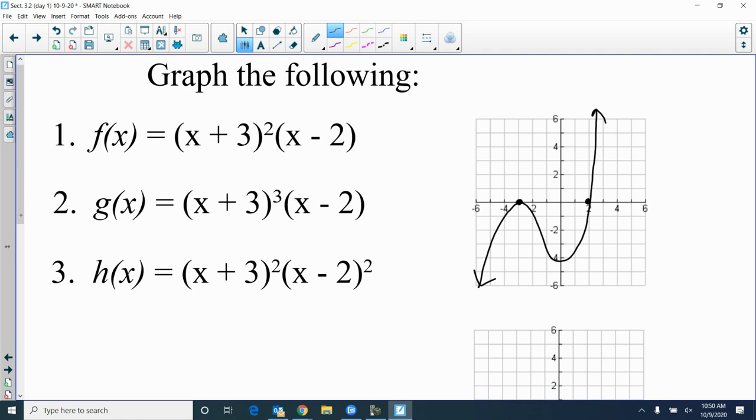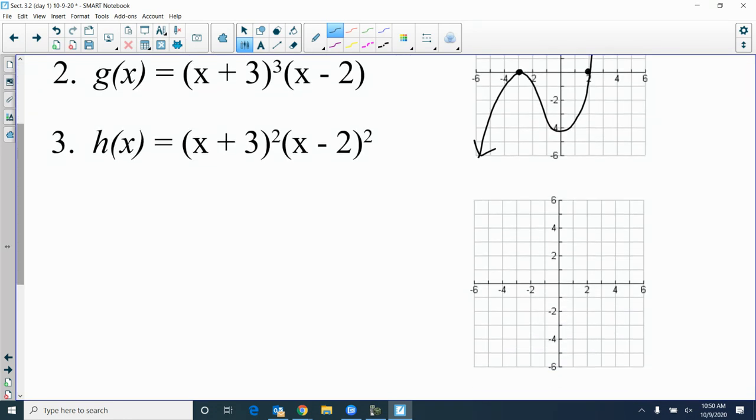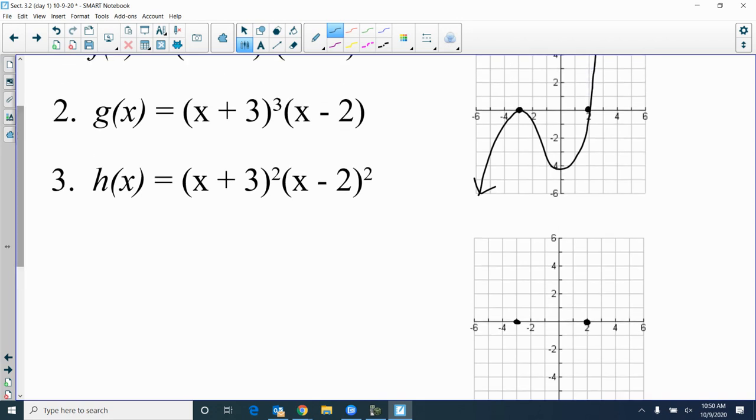Okay, it hits at -3, right? It hits at 2. Now, what happens at -3, though? Okay, so you look at it. Does it go straight through? No, there's a little bit of a change of direction there. We call that a bend or a squiggle, depending on how you want to refer to it. But you need to learn how to draw it, because it doesn't go straight through.